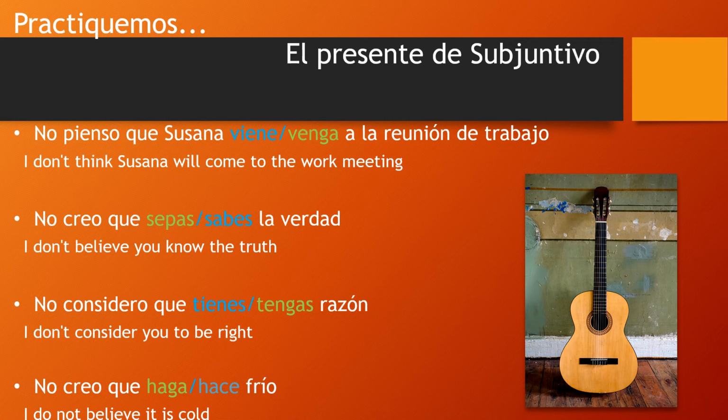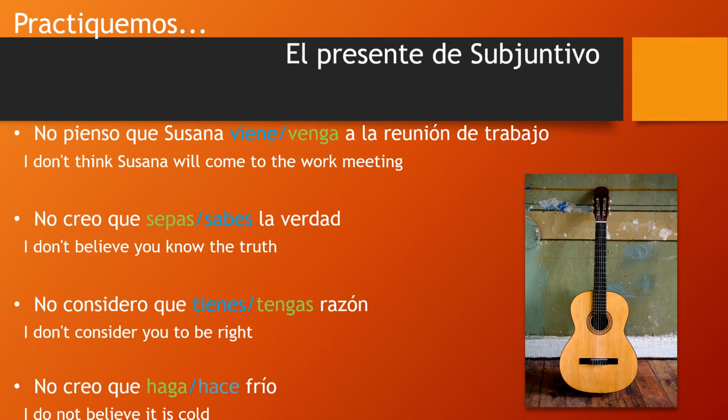Third one, no considero que tengas razón. A little bit like the other one. I don't consider. You have that que, it's a negative. Tengas razón. If you were to say tienes, you would be asserting it and you would be saying to the person, you are not right, just a little bit more politely. If you use the subjunctive tengas, which is more suitable, you are open to possibility. So I don't consider you are right, but I'm open for you to prove me wrong.